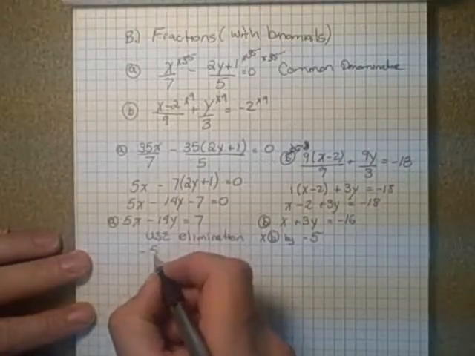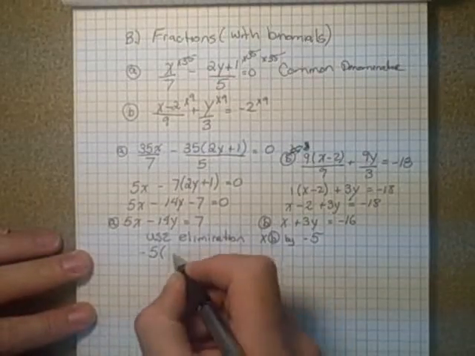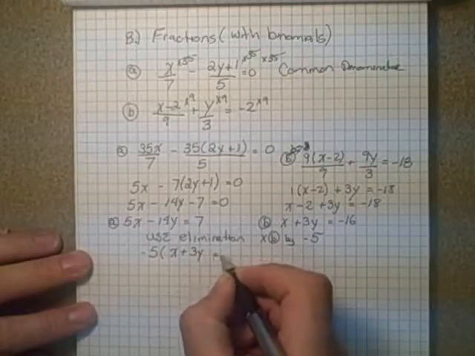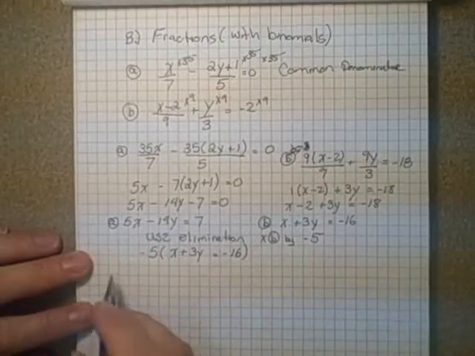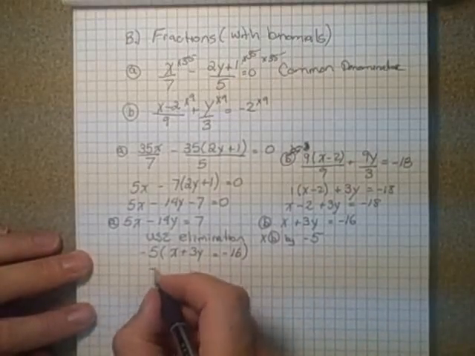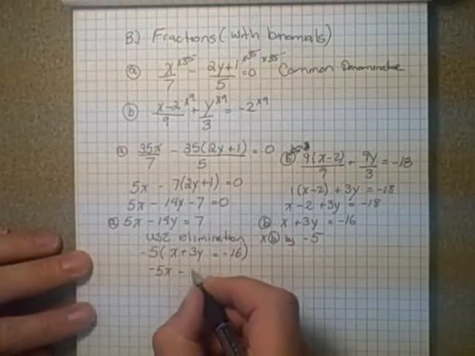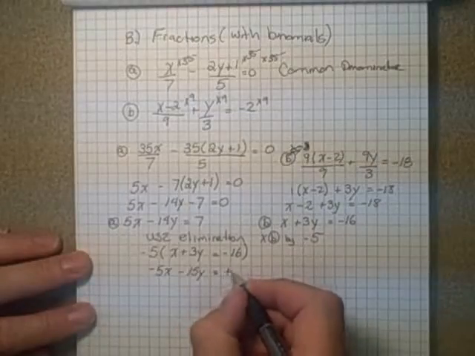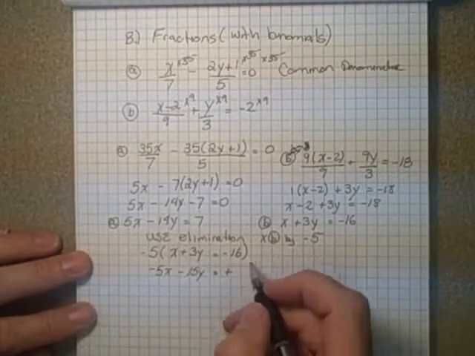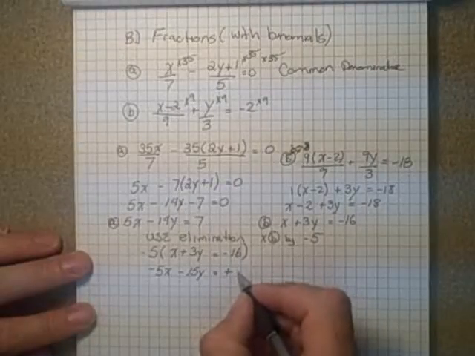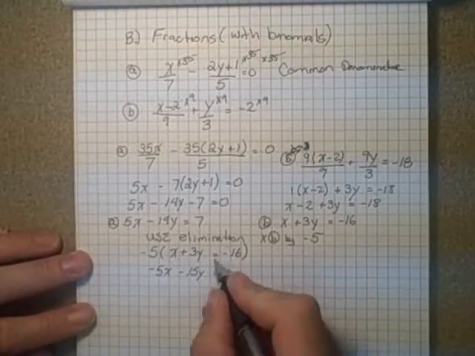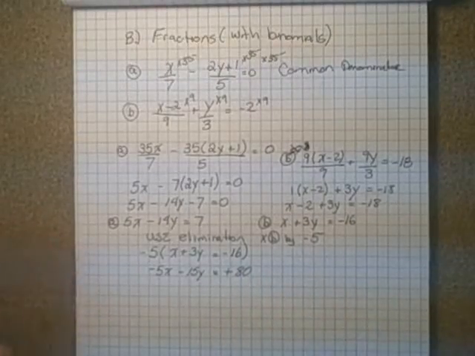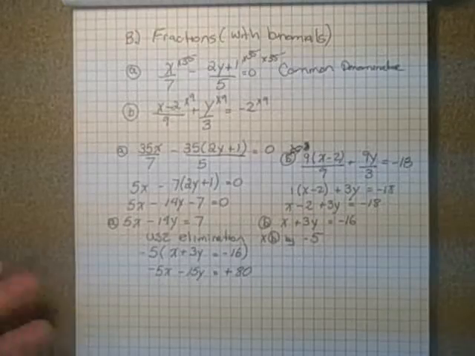So I'm going to go negative 5 multiplied by x plus 3y equals negative 16, keeping that all in brackets because I'm multiplying the whole thing. So this becomes negative 5x minus 15y is equal to positive, well, what do we have there? 16 times 5, both negatives change to positive. That should be 80, right? 5 times 10 is 50, and 5 times 6 is 30. 50 and 30 is 80. So there we have that expression for b.